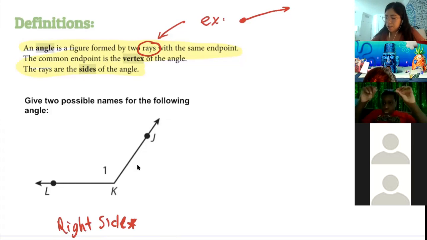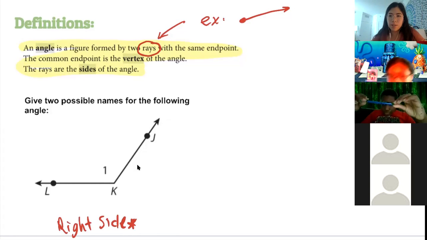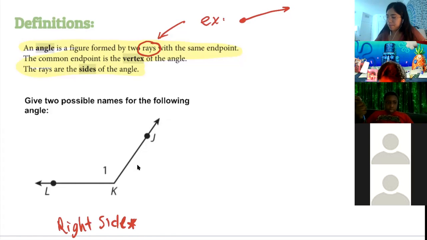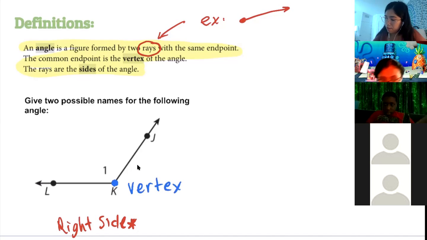So first, you're going to draw the angle just like you see it, and then we're going to label different parts of it. So the first thing I want to label is the vertex. Who can tell me where the vertex is located or what it's called? Is it K? Mm-hmm. K. That's my vertex. Okay. And then we're going to name the angle.